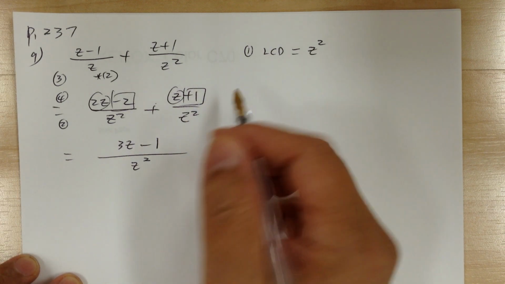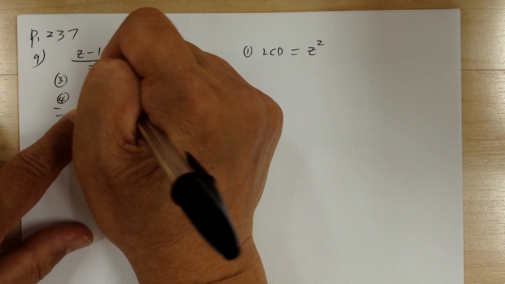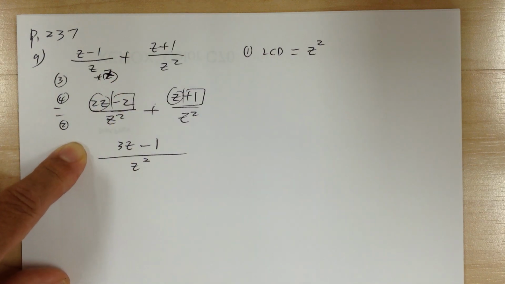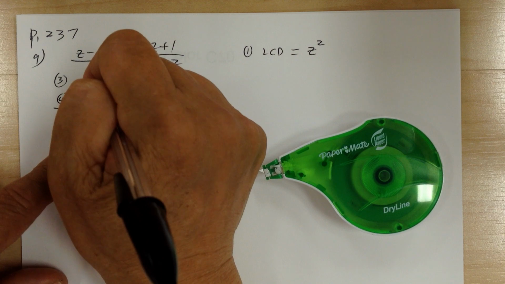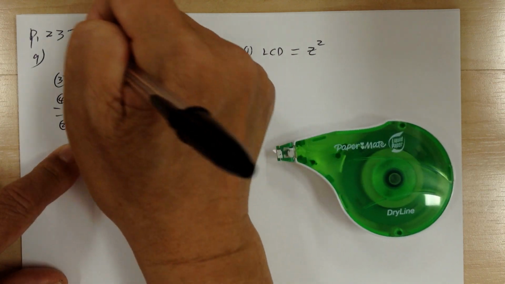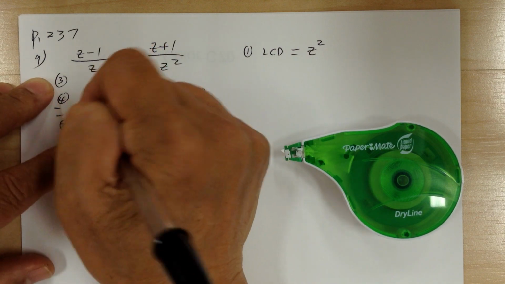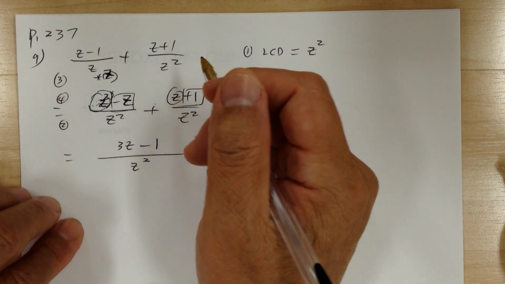And let me see. Oh wait, this has to multiply by z, not 2. So be careful, this should be a z. So this would be z squared and minus z. So that's why you have to be very careful how you write. Make sure you know the difference between the z and the 2.